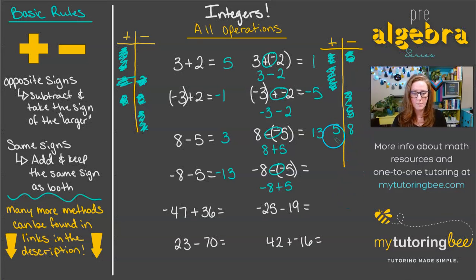Then they are opposite of each other, so we're going to subtract 8 minus 5. We're always subtracting biggest minus smallest. So 8 minus 5 is 3. And then since that 8 is the bigger number and it is in the negative column, our answer is -3.